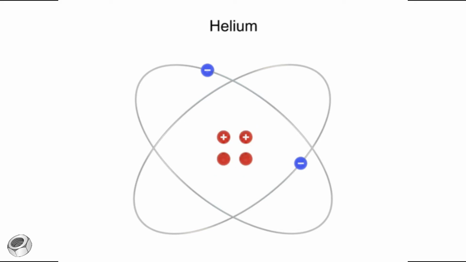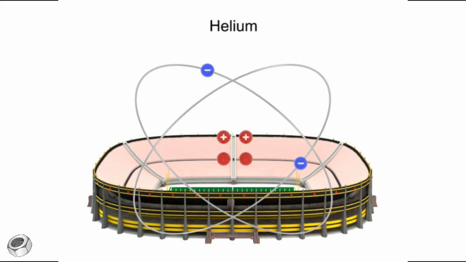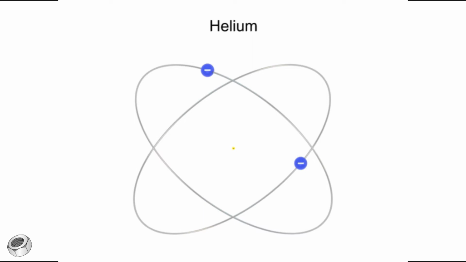In fact, if an atom were the size of a football stadium, the nucleus would only be as big as a pea. The remainder of the atom's volume is made up of shells with electrons orbiting around the nucleus.